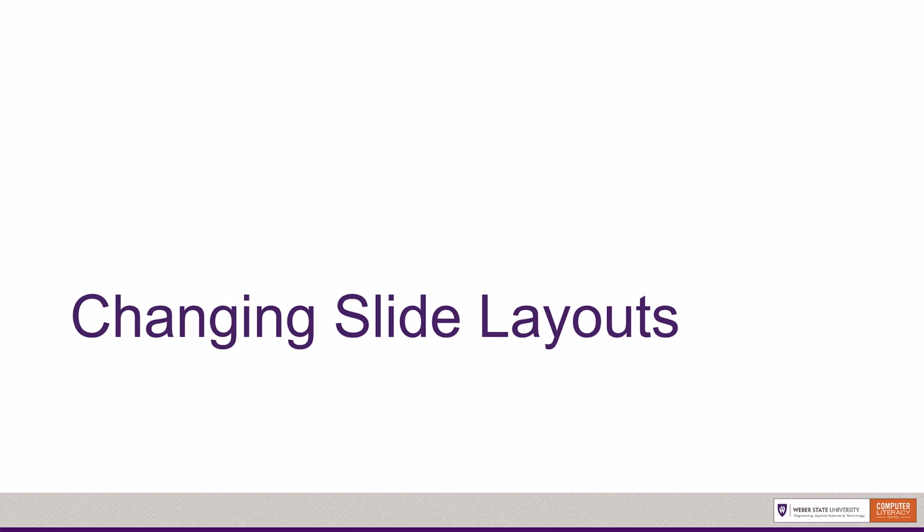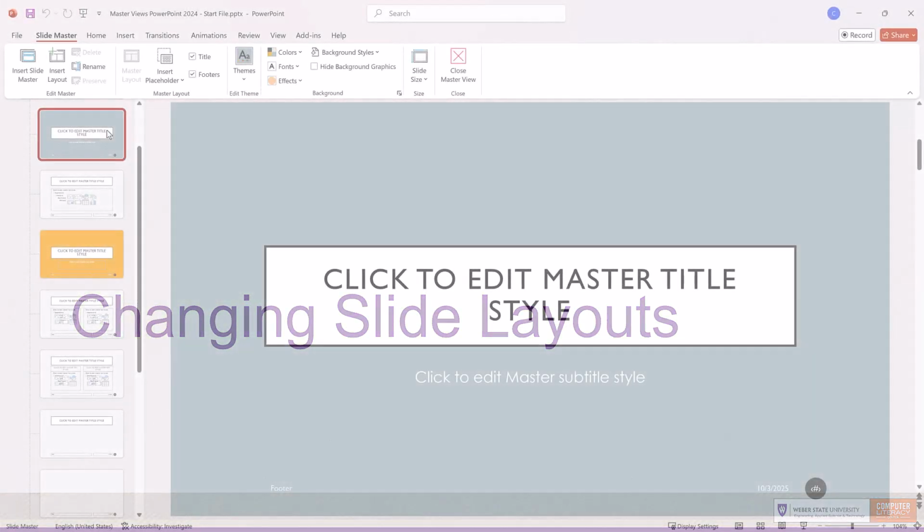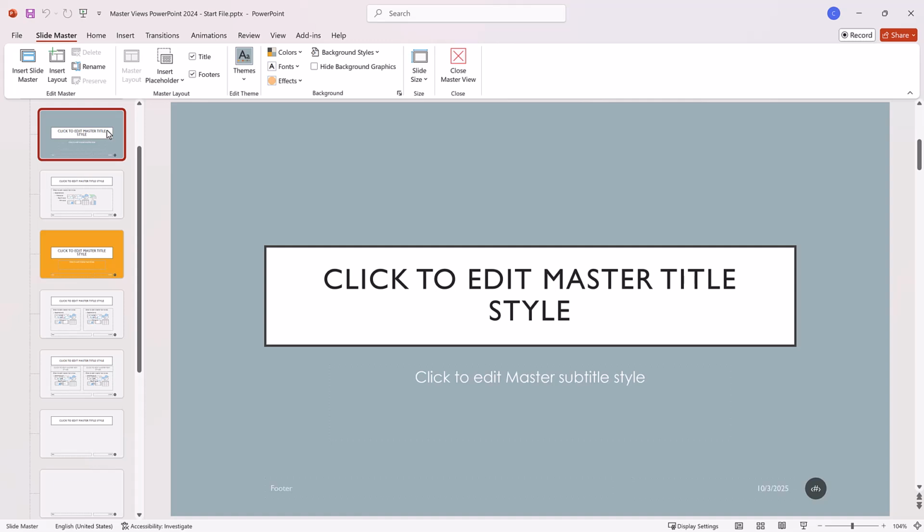Open the start file from the last video and enter the slide master view from the View tab. Now you will alter a few of the slide layouts. Changing layouts works a little like changing the slide master, but it only affects the slides in your presentation that use that layout, and does not affect the slide master or any other layouts. Since you're already here, start with the title slide layout.